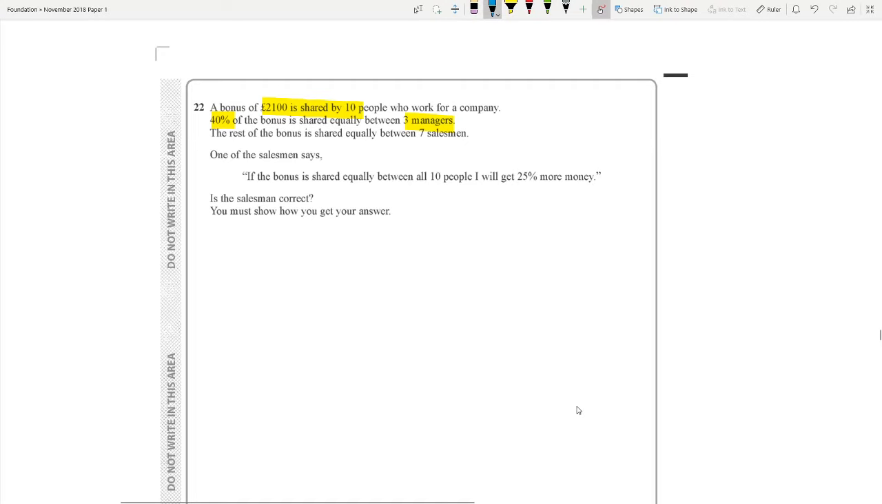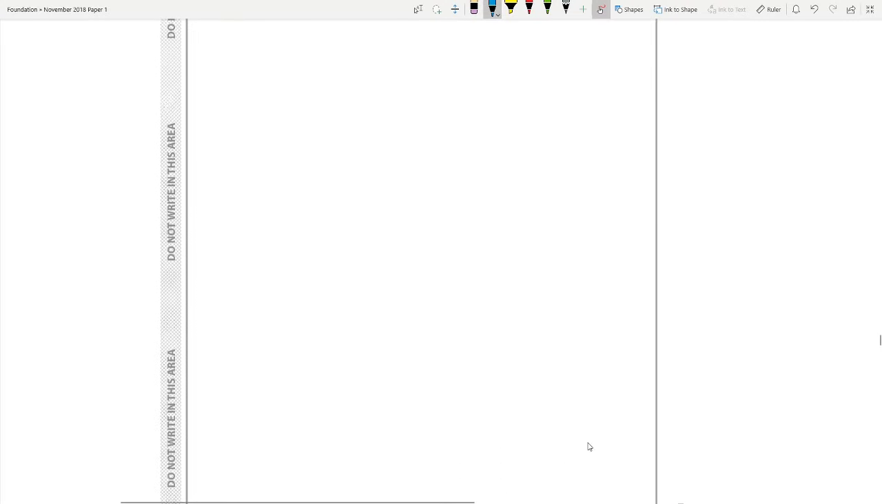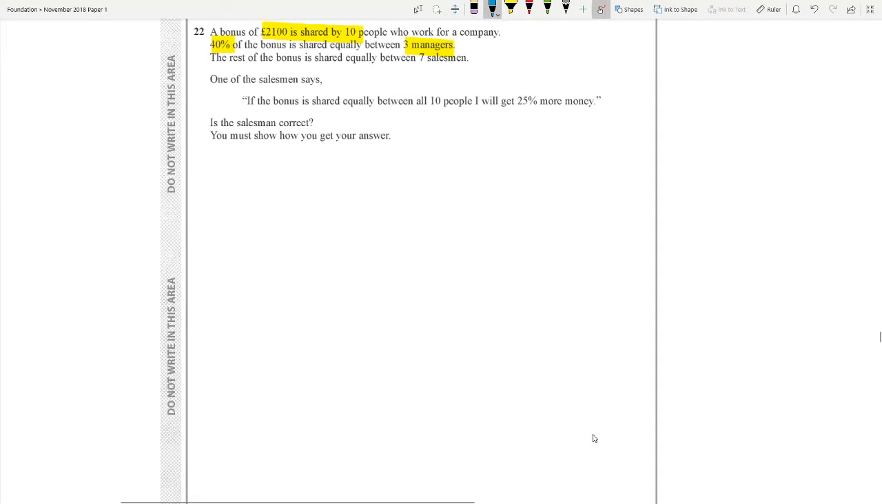How many marks is this question? This was 5 marks. So, big question here. Let's break it down. A bonus of £2,100 is shared by 10 people. So basically they're saying that if it was shared equally between 10 people, they'll get more money. So let's see how much money they actually got.